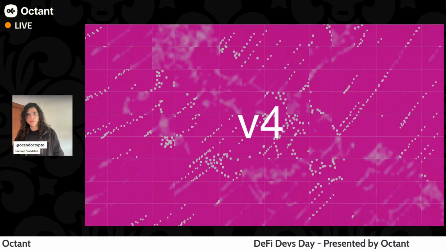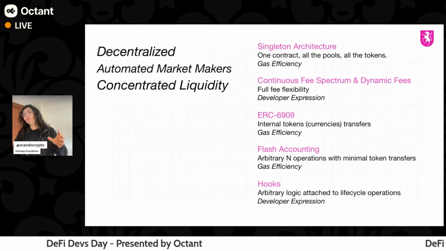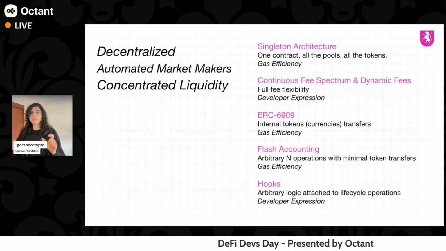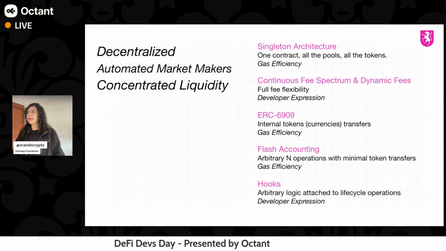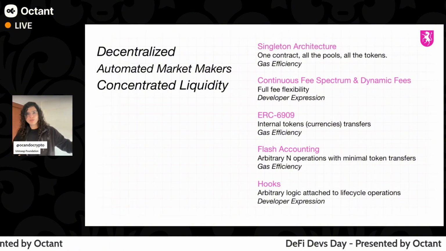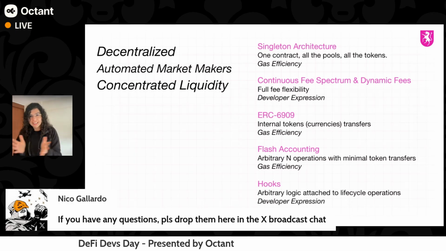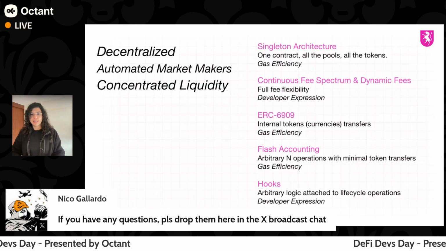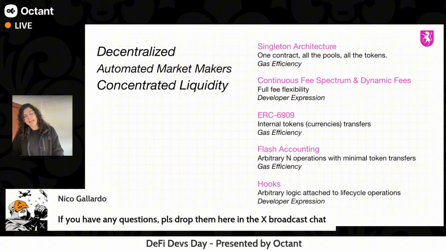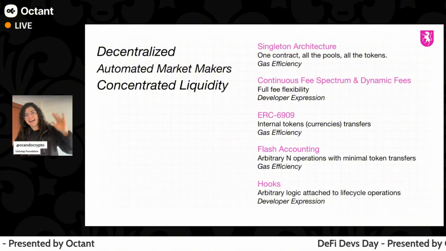And now we have v4. I promise we're going to go from the theory to the practice. Now that we have v4, we not only have all of these previous possibilities, such as concentrated liquidity and the way that we traded back in the day, but also singleton architecture and continuous fee spectrums, meaning you don't have to have set fee tiers, but rather you choose as a developer or builder the fee spectrum or dynamic fees that you'd like to implement. Then we have ERC6909, flash accounting, and hooks. But we're going to go over that step by step.